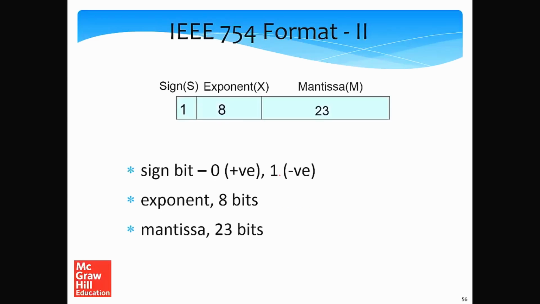So the IEEE 754 format is something like this. It's a 32-bit format. The MSB is for the sign bit, where we use 1 bit for the sign. We use 8 bits for the exponent, which means it can take 256 values. And we use 23 bits for the mantissa.